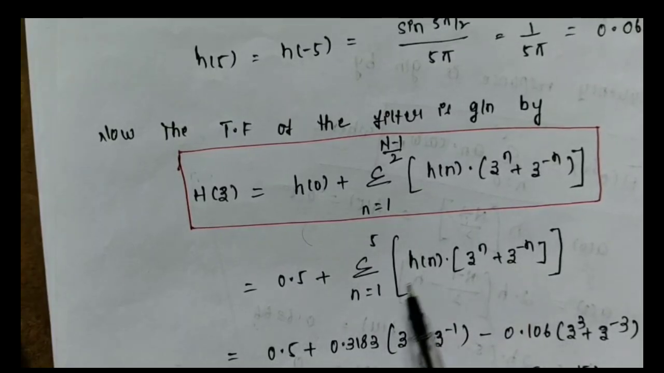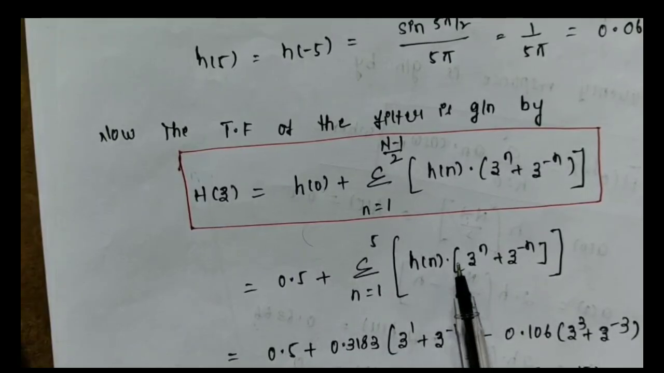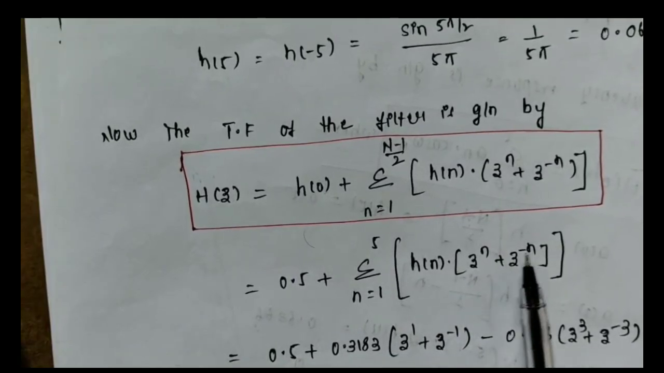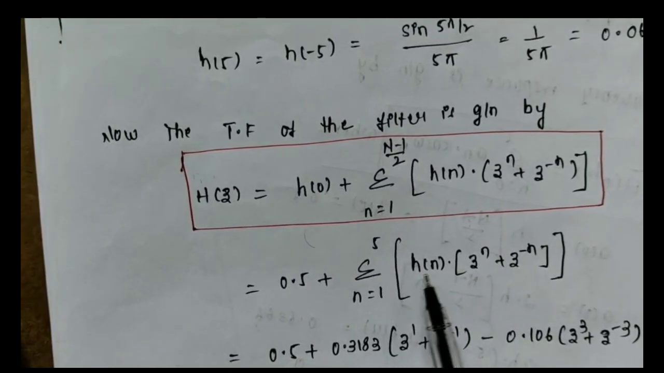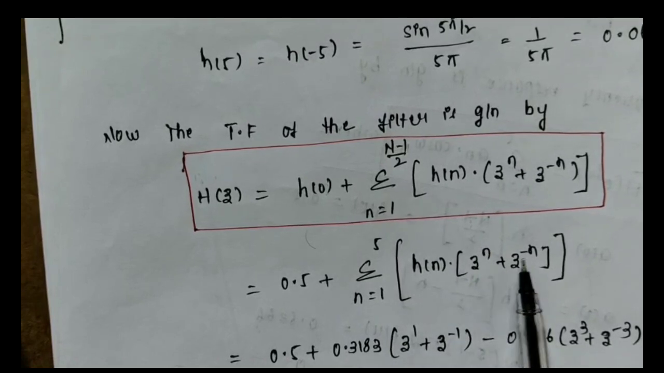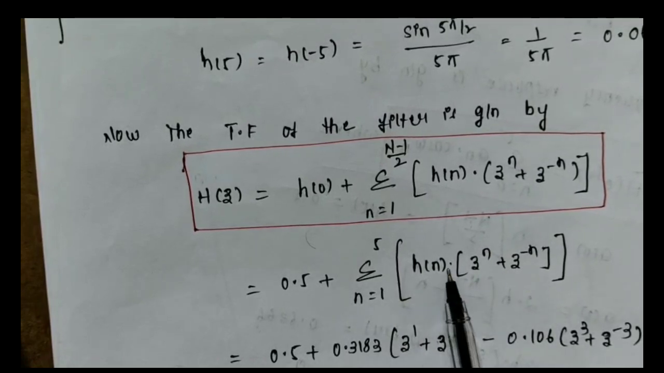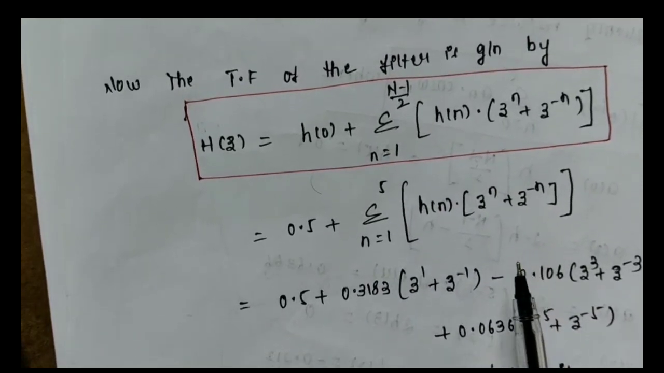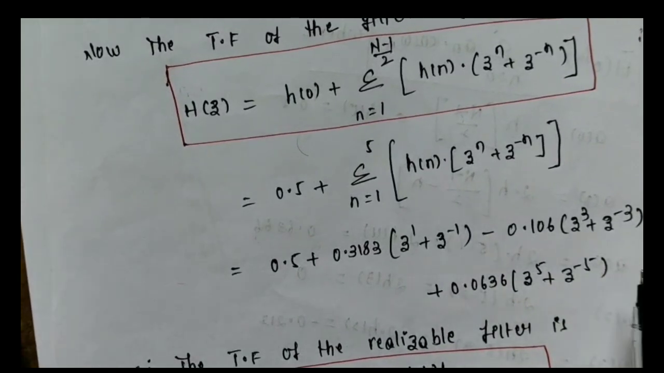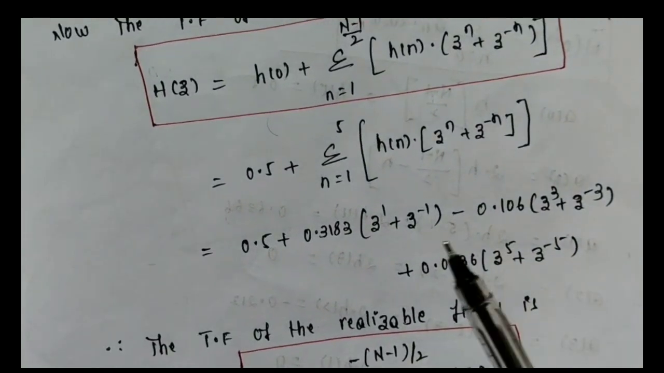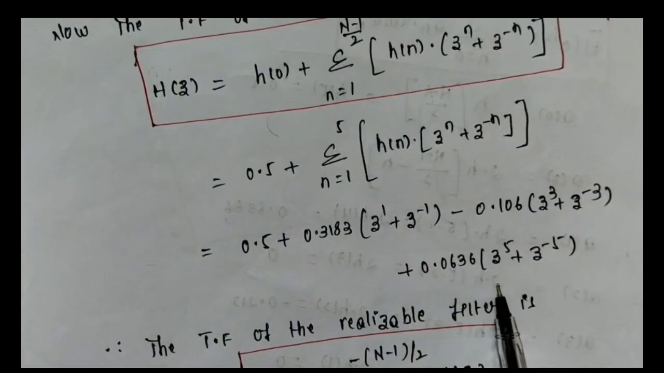If you substitute n values 1 to 5, for n is equal to 1 you get h of 1 into z power 1 plus z power minus 1. If n is equal to 2, h of 2 into z power 2 plus z power minus 2. For n is equal to 3, h of 3 into z power 3 plus z power minus 3. Like that, we have substituted up to z power minus 5. The equation is shown here.